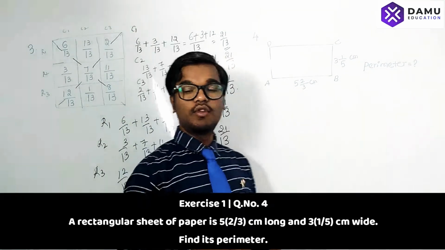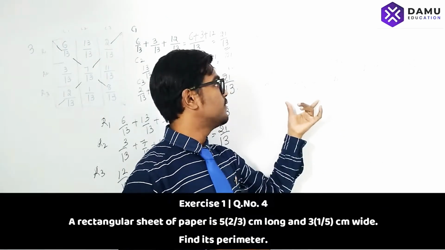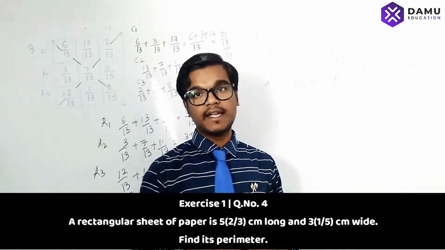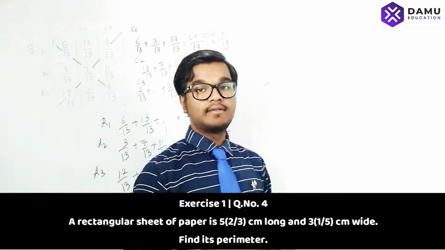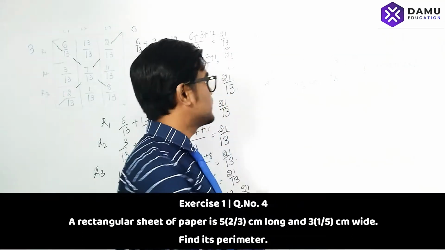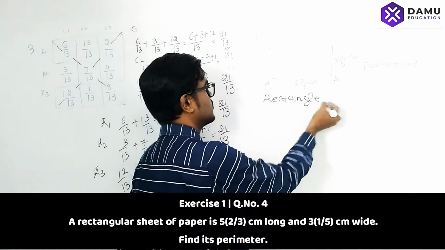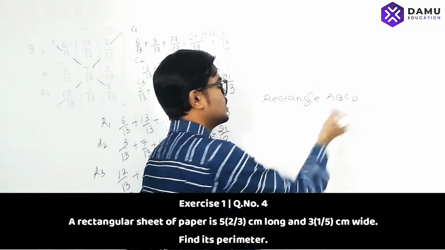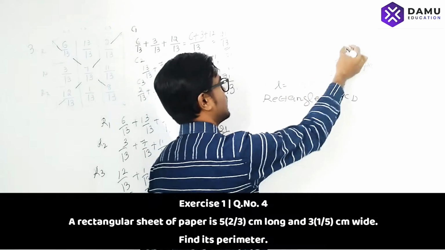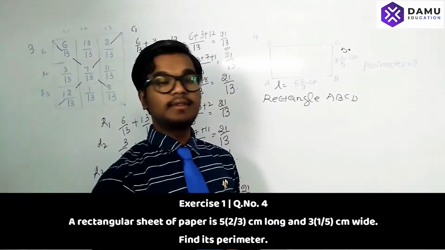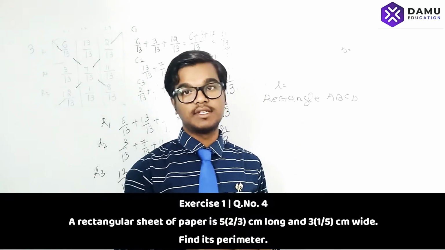Our next question, the fourth question: they give a rectangle with its length and breadth, and we have to find the perimeter. Let's take the rectangle ABCD. What is the perimeter of the rectangle? Here this will be the length and this will be the breadth. The length is 2 by 3 centimeters and the breadth is 1 by 5 centimeters.